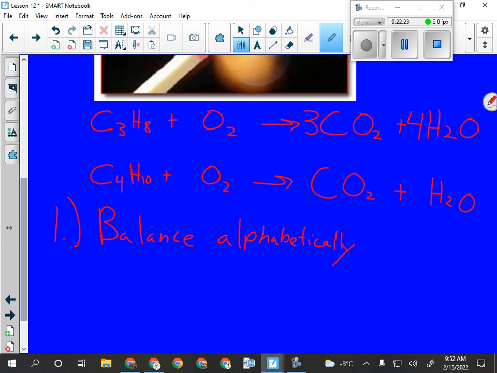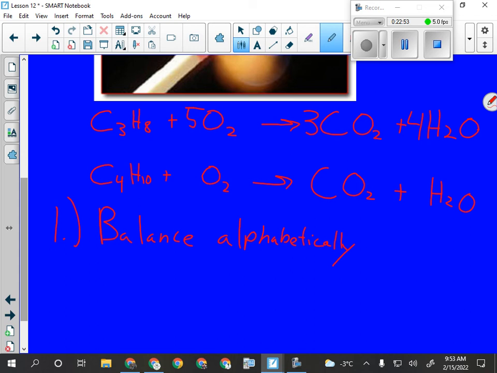3 times 2 is 6. Plus 4 more is 10. So this is actually a mathematical equation as well. That's why we have the plus. Okay, the arrow means equals. Okay, so the plus means add them together. So there's 3 times 2 is 6, plus 4 times 1 is 4. That equals 10. And I've got 10 oxygen atoms on this side. What times 2 will give me 10? 5.